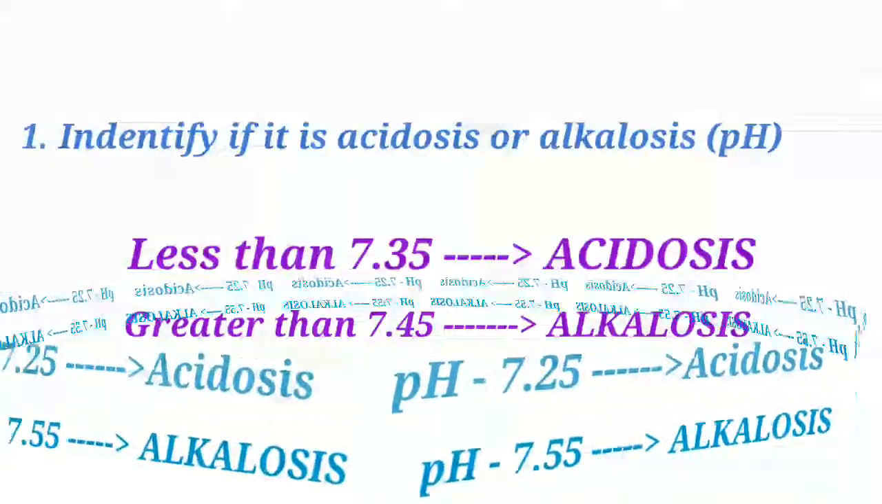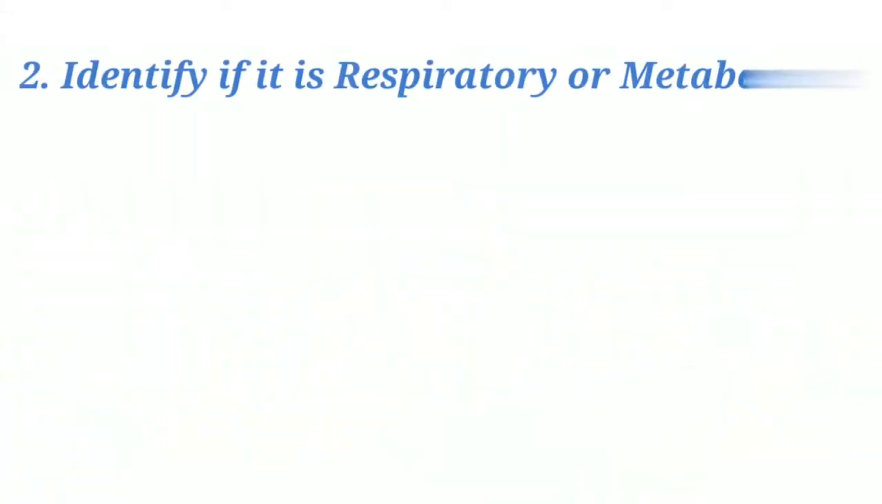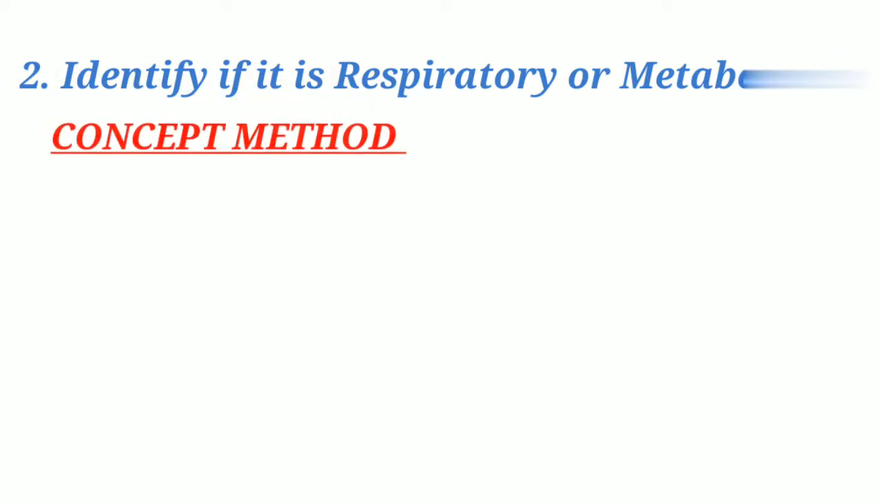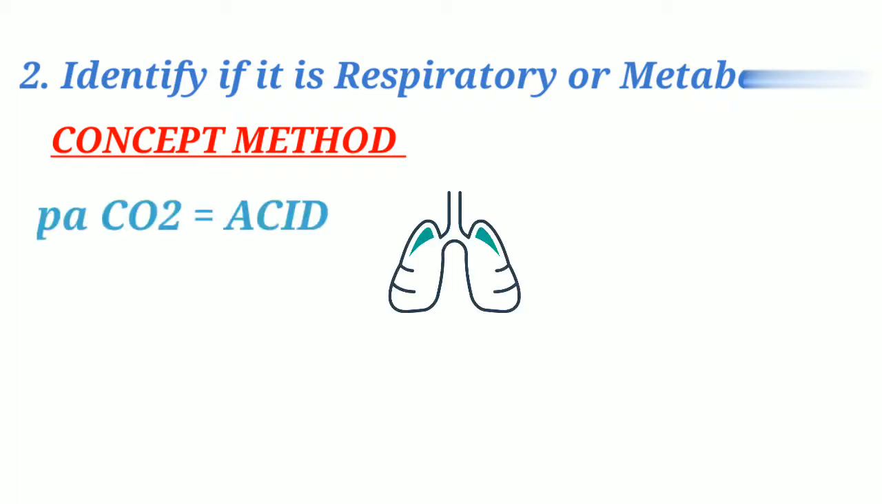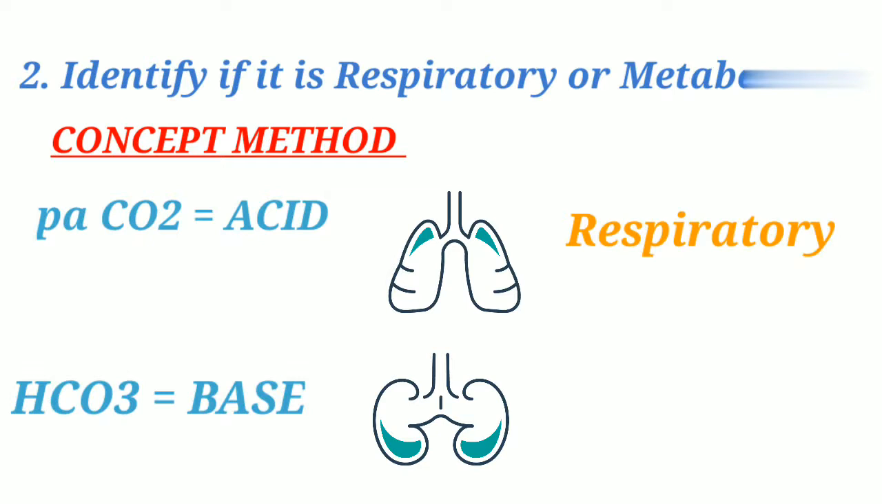Second is identify if it is respiratory or metabolic. Respiratory is the CO2 level and HCO3 is the metabolic level. First we move to the concept method. In the concept method, PaCO2 is the acid, the respiratory level, and HCO3 is the base, related to the kidney, metabolic. Then we move to the questions.